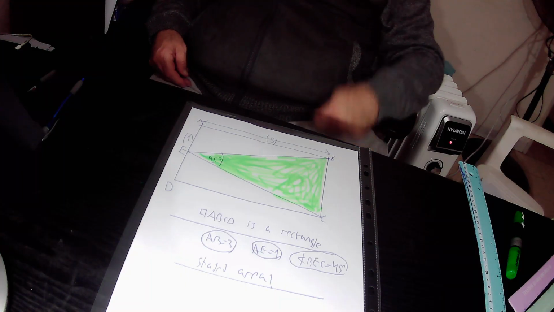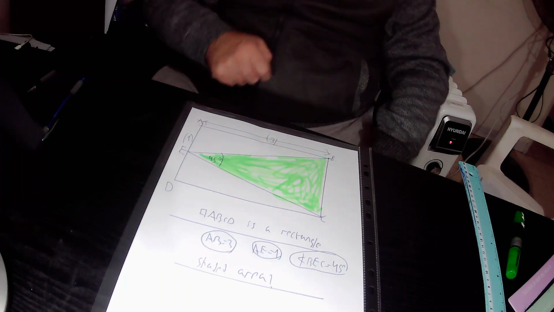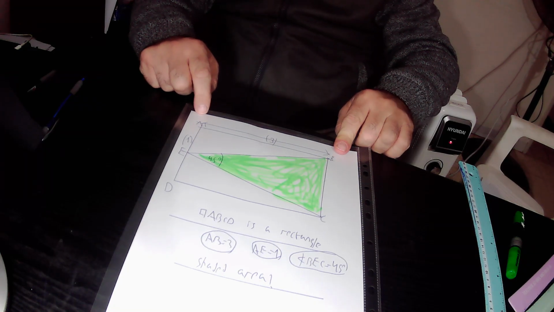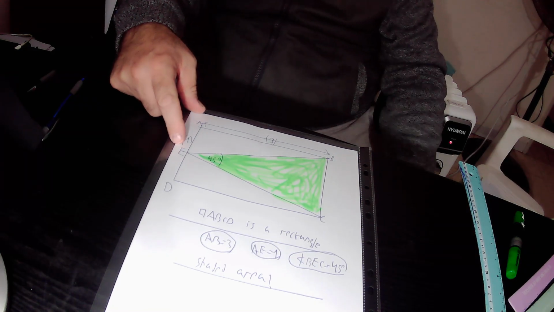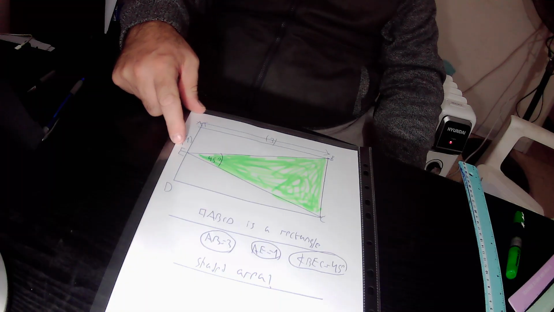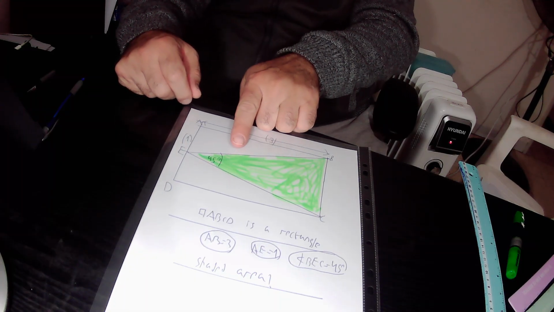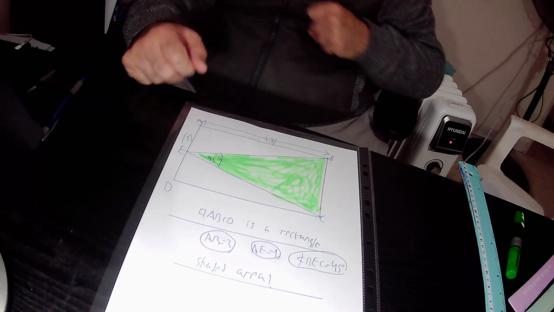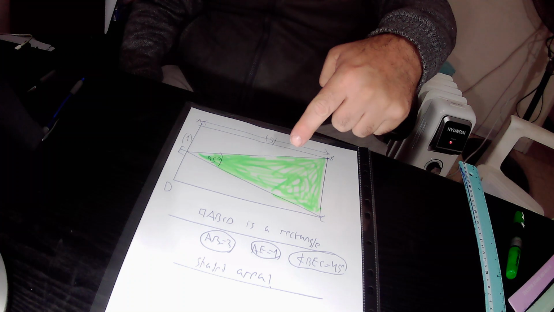In this question, I found the area of this green shape using two different methods. So in the drawing, we have rectangle ABCD. Side AB of rectangle ABCD equals 3 units. This is line segment AE, which equals 1 unit. This is angle BEC, which equals 45 degrees. Again, our task is to find the area of this green shape.